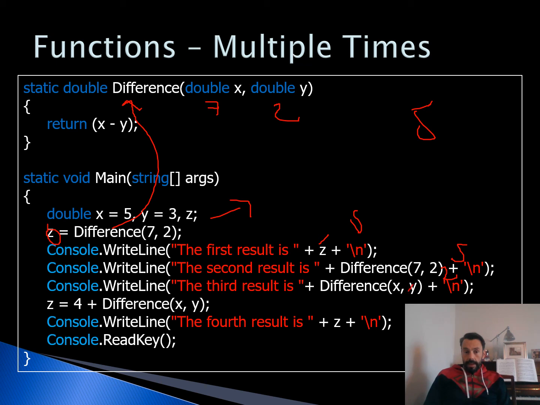In that case, you've then got z equals 4 plus the difference of x and y. So 4 plus, what is the difference of x and y? 2, which would be 6, I hope. And the fourth result is plus z. I'm not entirely certain. Oh yes, you've assigned that to that. So you're outputting 6, I would imagine. So let's make a prediction. Is it 5, 5, 2, 6?